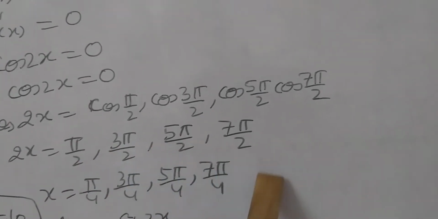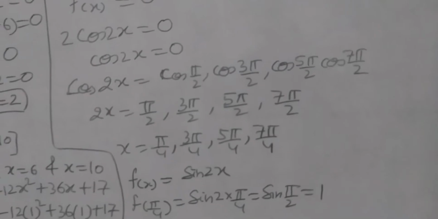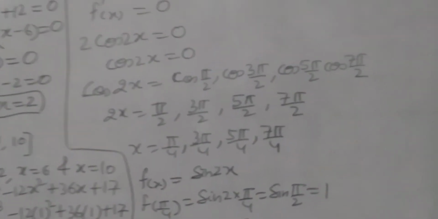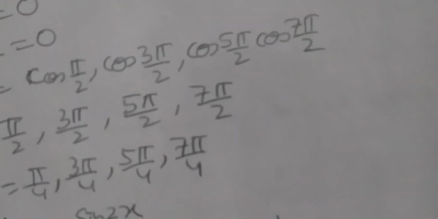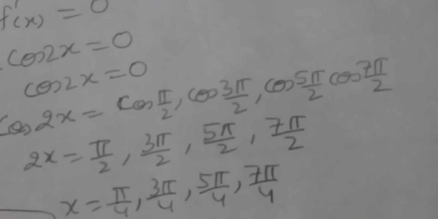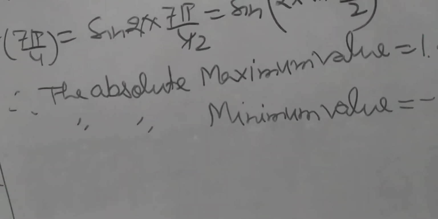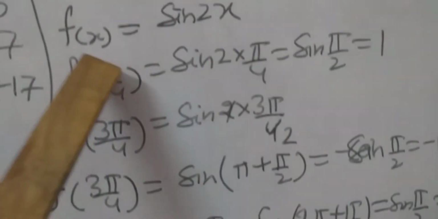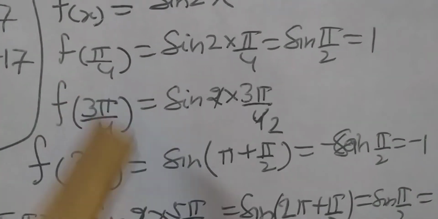All these values belong to the given interval, students, 0 to 2 pi, because x belongs to 0 to 2 pi. So students, all these values belong to 0 to 2 pi. So now at all the points we have to find the value of the function. So this is the function, student. Putting x equal to pi by 4 first.